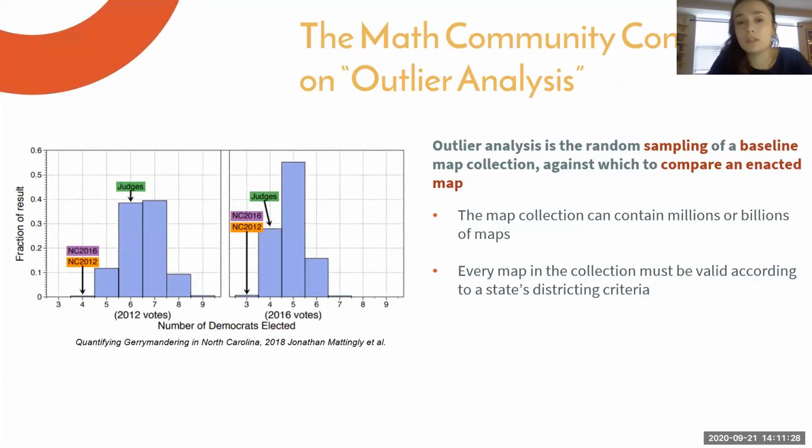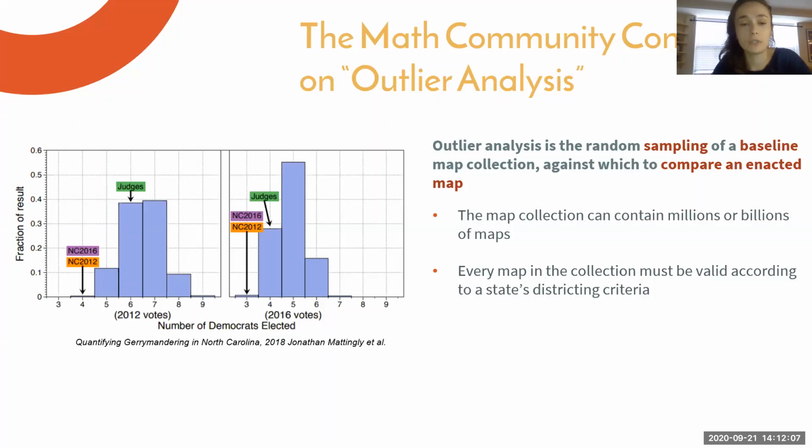So the math community converged on this method called outlier analysis that tries to do exactly this. Outlier analysis is the random sampling of a baseline map collection against which you can compare an enacted map. The idea is to generate thousands or millions or billions of alternative district maps that bake in a state's unique political geography or any other features, and use that as a baseline to judge a challenged map. This has been cropping up in a lot of math circles that study this.